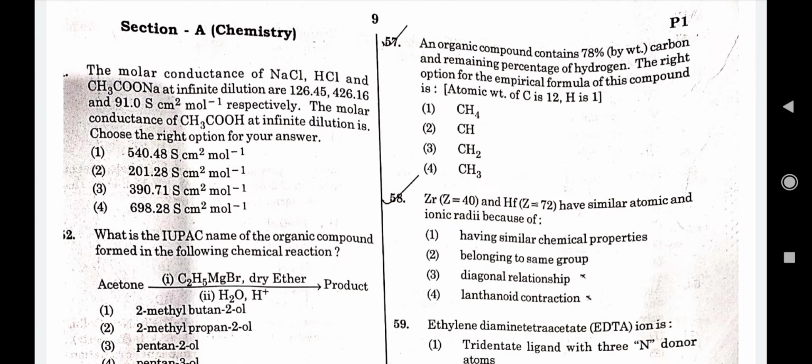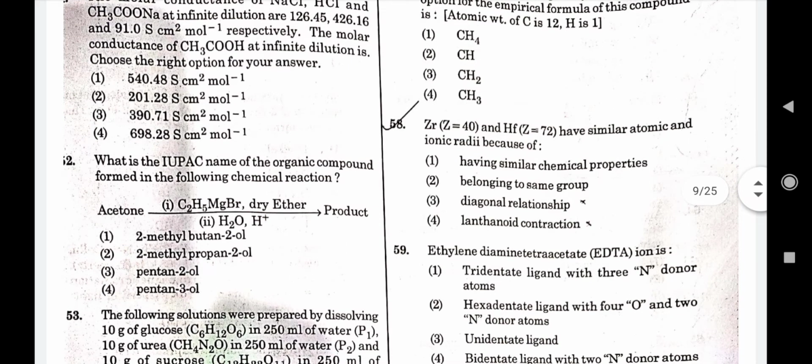The molar conductance of NaCl, HCl and CH3CONa at infinite dilution are given. The molar conductance of CH3COOH at infinite dilution is. Choose the right option for your answer. इसका जो correct option है that is option number 3, 390.71.